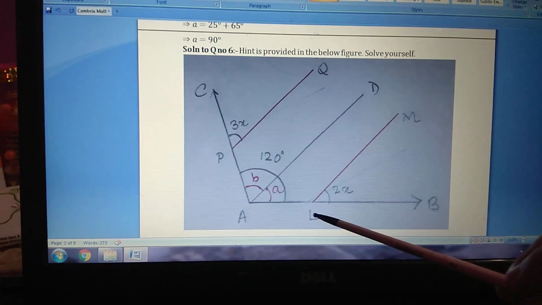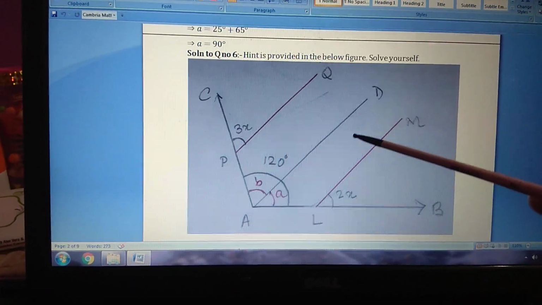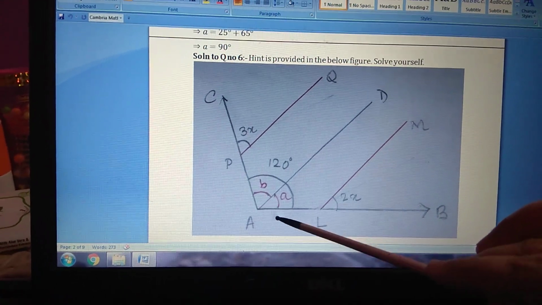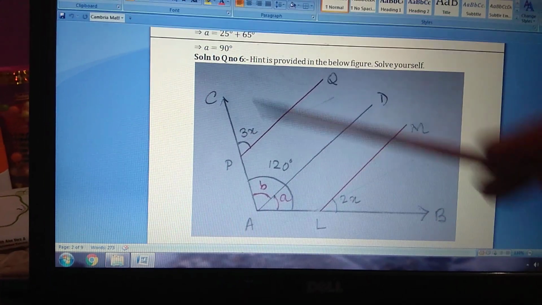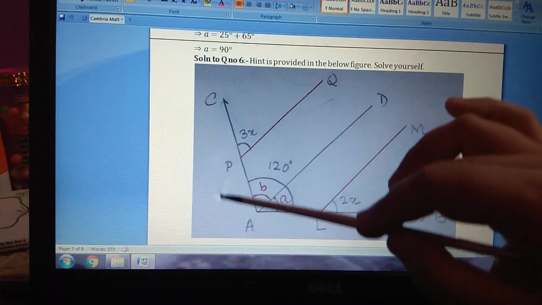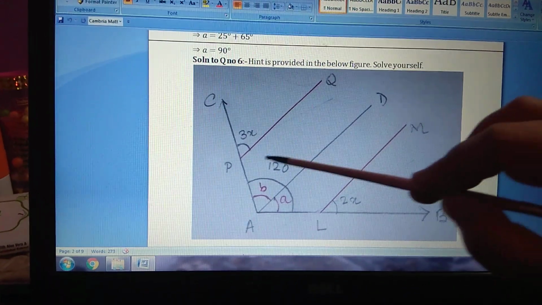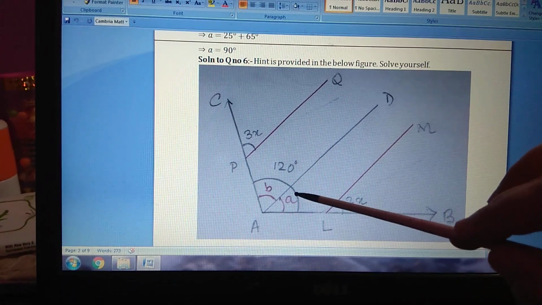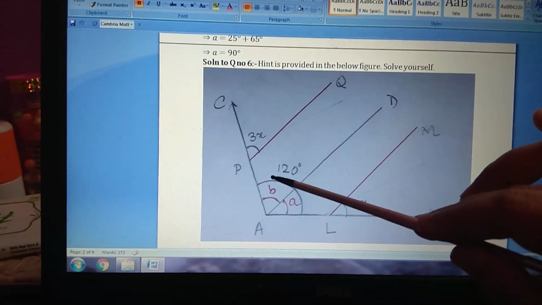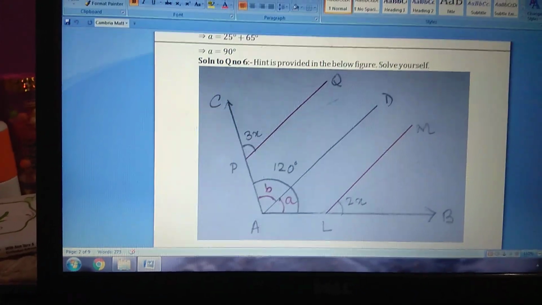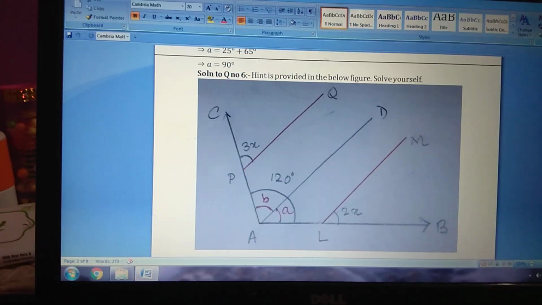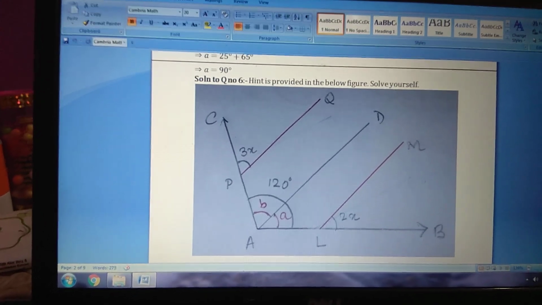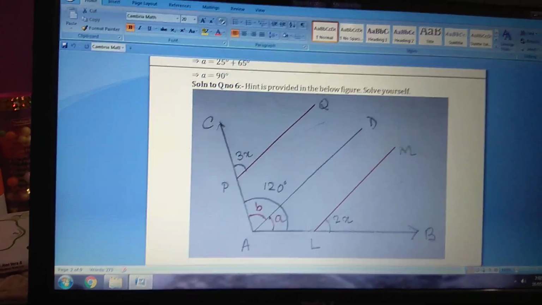Again, LM is parallel to AD, and A and 2x are again corresponding angles. So A value will be 2x and B value will be 3x. Clear? Now focus on this point only. At this point, B and A together is equal to 120 degree. So we will get the equation A plus B equals 120 degree. From that, we can find the value of x. So the explanation I have done. Now the proof and the value you will find out yourself. I am moving to the next question.